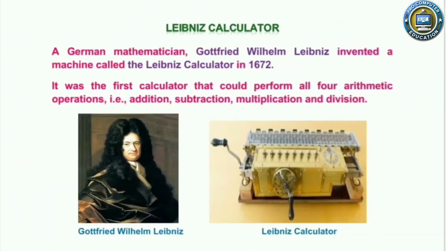And after that, Leibniz calculator. A German mathematician, Gottfried Wilhelm Leibniz, invented a machine called the Leibniz calculator in 1672. As you can see in this picture, he is Gottfried Wilhelm Leibniz. He invented the Leibniz calculator. It is the most important point. Gottfried Wilhelm Leibniz invented the Leibniz calculator. Look at this picture of Leibniz calculator. It was the first calculator that could perform all 4 arithmetic operations, that is addition, subtraction, multiplication and division.